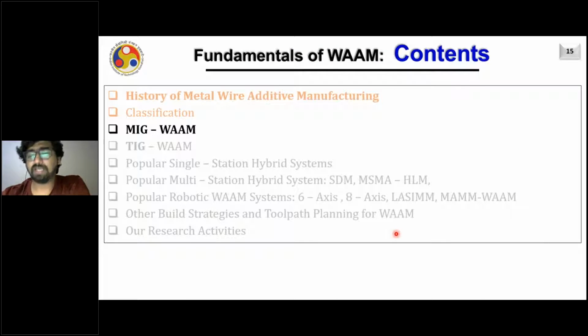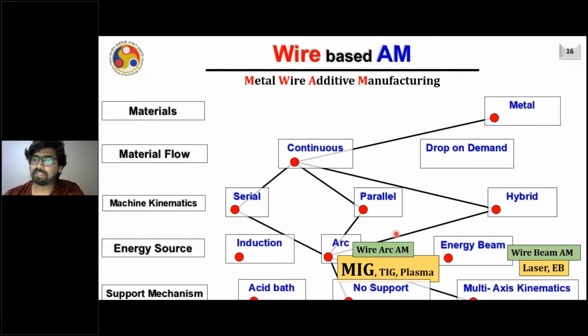So the first topic will be MIG WAAM, right? So what is MIG WAAM? In the case of MIG WAAM, all these options are possible. We can take metal as the raw material. It can deposit material continuously. It will have serial, parallel, or hybrid kinematics on the machine side. Arc, as I mentioned, only MIG will be used. It is possible to use no support, without having any support, and it could be multi-axis kinematics as well.